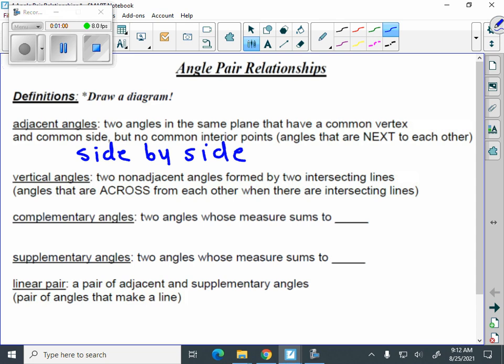Vertical angles. Vertical angles, I like to think of it as they form an X. But these are not side by side. So two non-adjacent angles, they're formed by two intersecting lines, and then the angles are across from each other. So, as I illustrate this, this angle here is the same as this angle there.